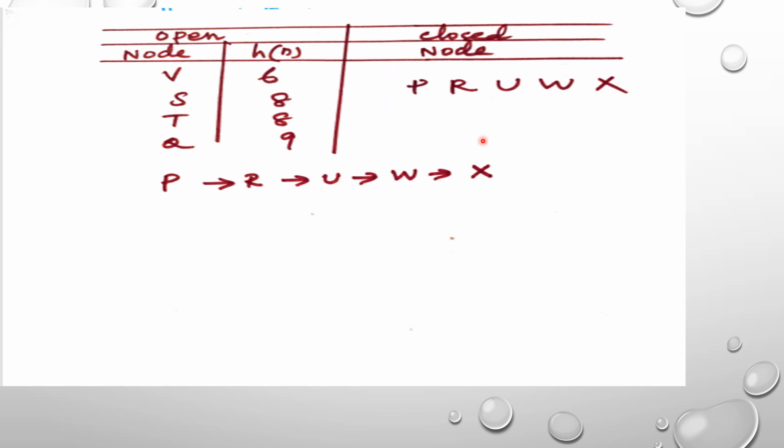So the best path from the initial node or root node P to X, using the best first search algorithm based upon the lowest heuristic value, the optimal path from the starting node to the goal node, is P to R, R to U, U to W, W to X. So this is the procedure followed to use the best first search algorithm to find the best path from the start node to the end node.